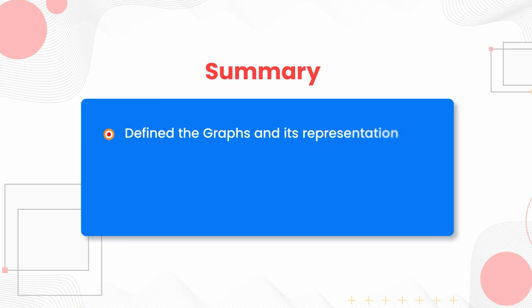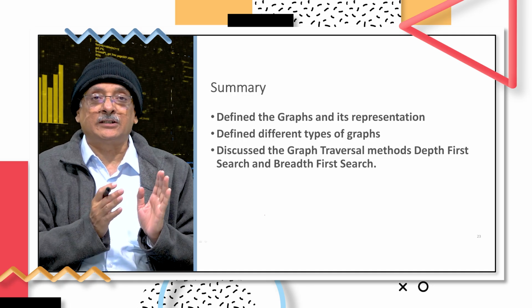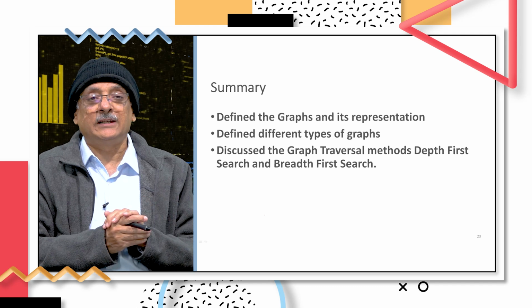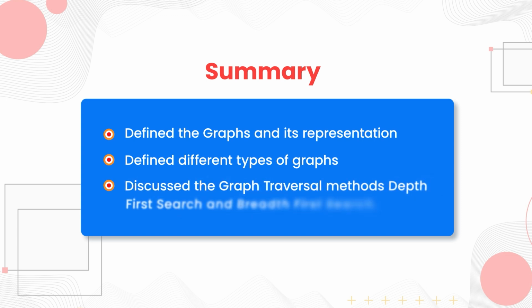So let us summarize what we have covered in today's session. We have defined the graph and its representation, and by representation we mean representation in the computer. The two schemes which were defined were adjacency matrix and adjacency list. Then we also defined the different types of graph, very briefly though, and we discussed two main algorithms of graph traversal, which are depth first search and breadth first search, and we defined the complexity of these two algorithms.